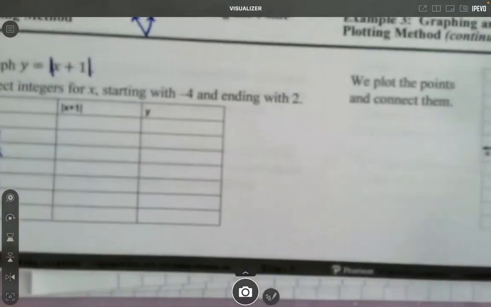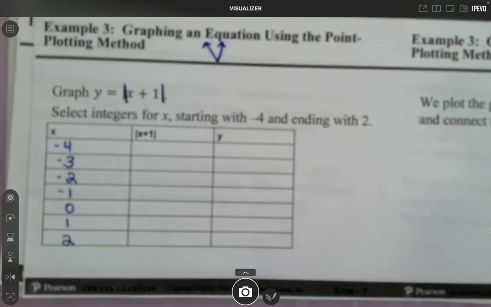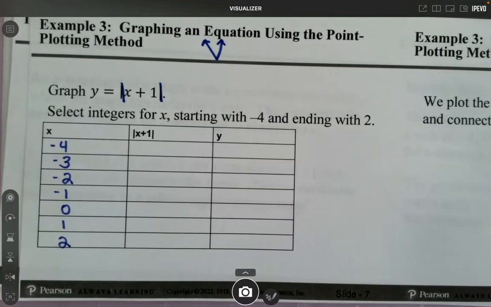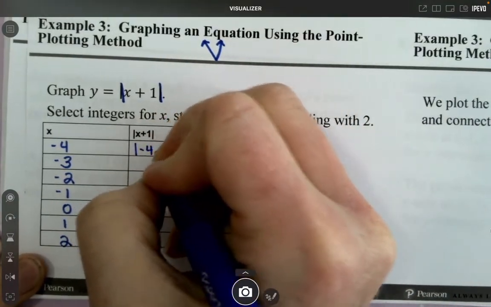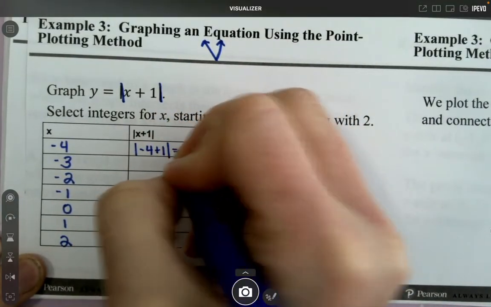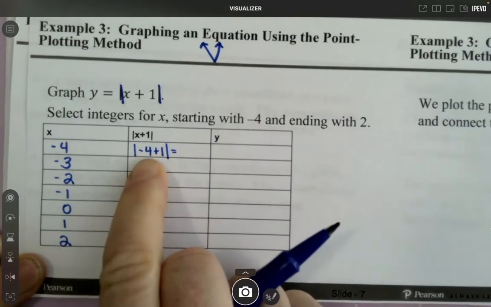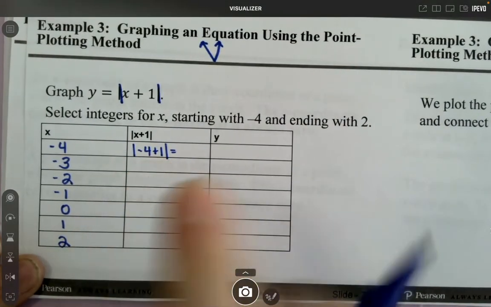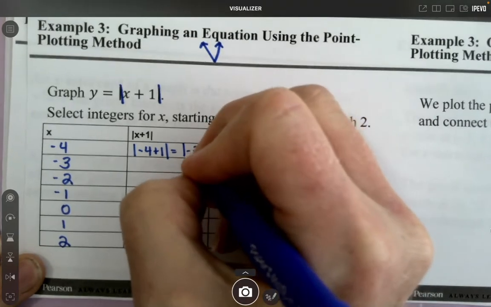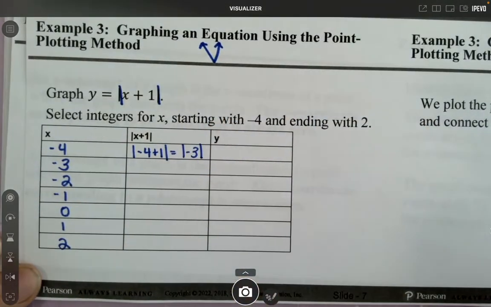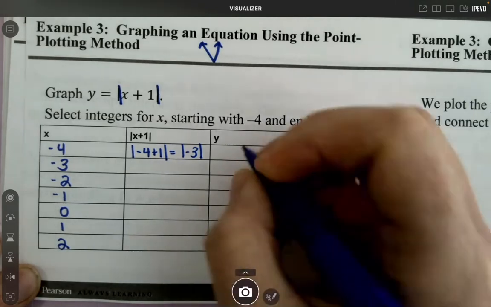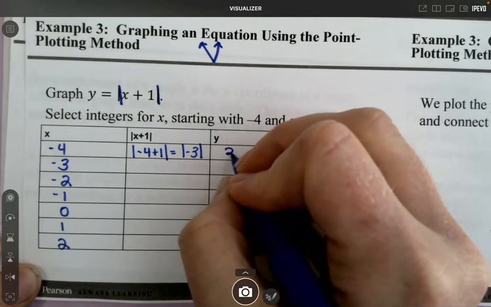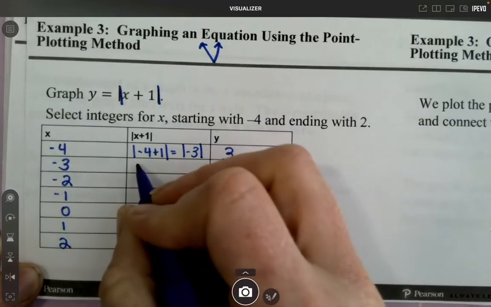For absolute value, we are substituting in a value for x, and whatever comes out is the output, which is y. So we do absolute value of negative 4 plus 1. You do the operation inside, so that comes out to negative 3, the absolute value of negative 3. Remember, with absolute value, it comes out to be a positive, because absolute value represents the distance to 0. So you do that for all of these.